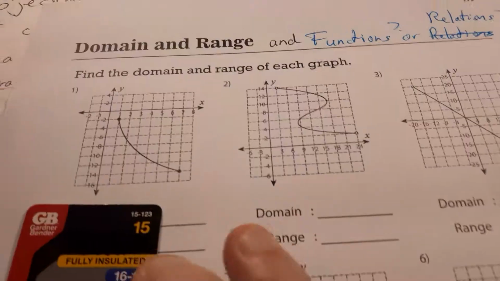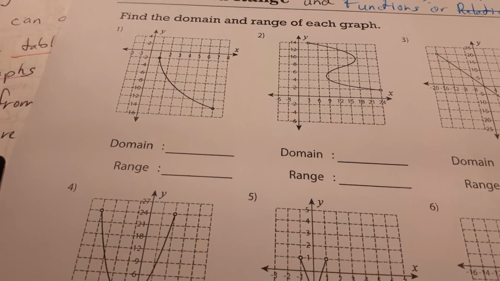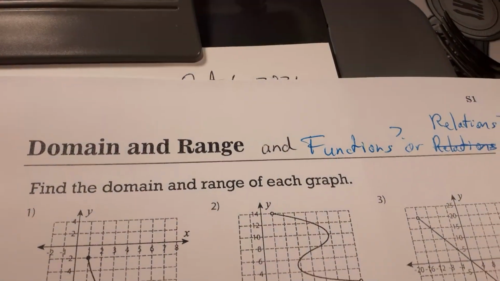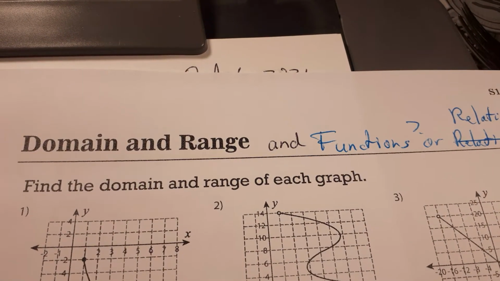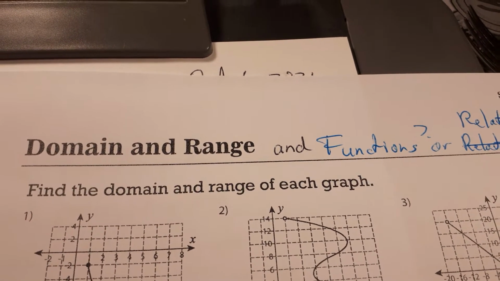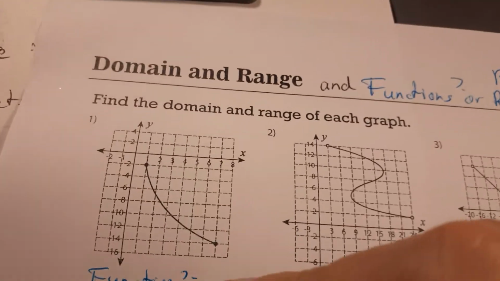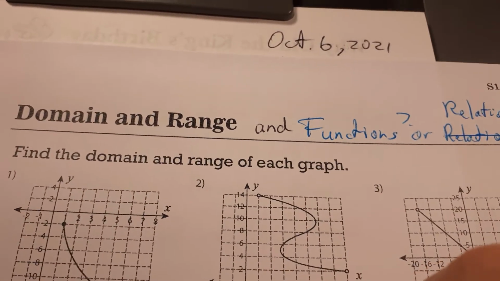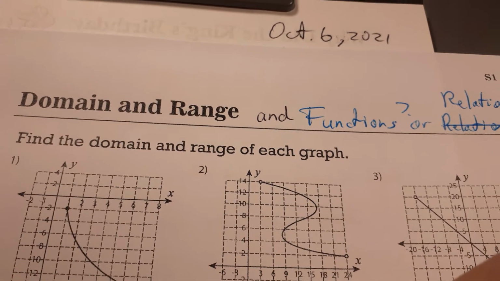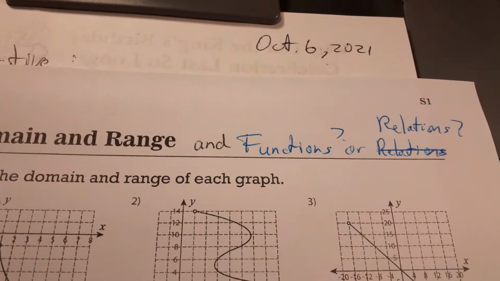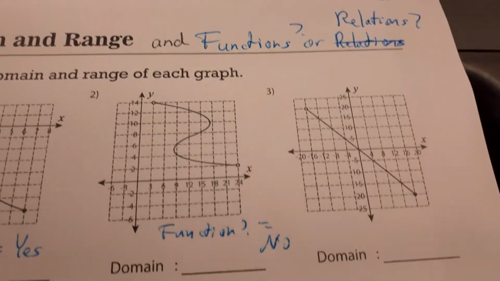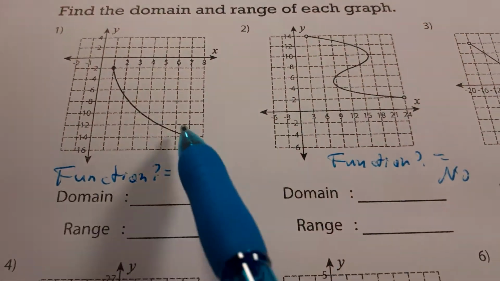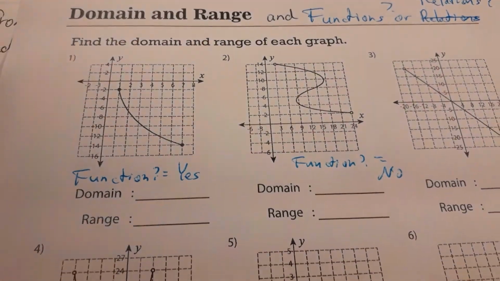All right. So, okay. So let's put an extra line up here, and let's put function. Okay. Put a question mark. And this one is yes. All right. Put function again here. And this one is no. Okay, this is not a function because it fails the vertical line test. This is a function because it passes the vertical line test.